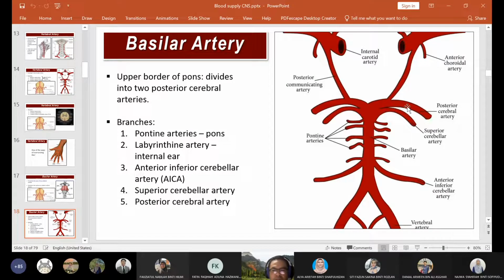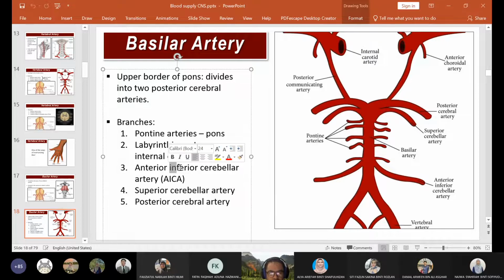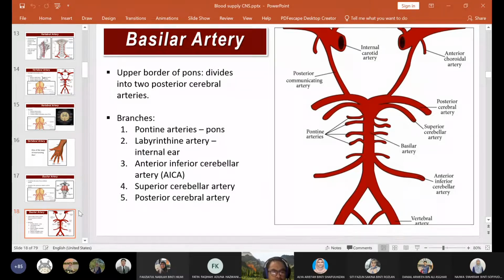Posterior cerebral is a branch of the basilar artery. Just now, anterior cerebral and middle cerebral are branches of the internal carotid artery. Posterior cerebral is a branch of the basilar artery. Okay. Other branches, superior cerebellar. Awak tengok sini superior cerebellar kan? Superior, inferior. So dia ada superior, mula-mula awak divide dulu. Superior and inferior cerebellar artery. Tapi inferior ada dua, anterior and posterior. So that's why you have PICA and AICA.